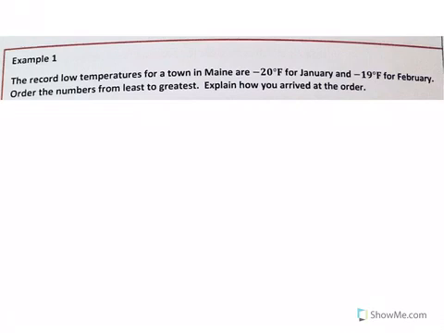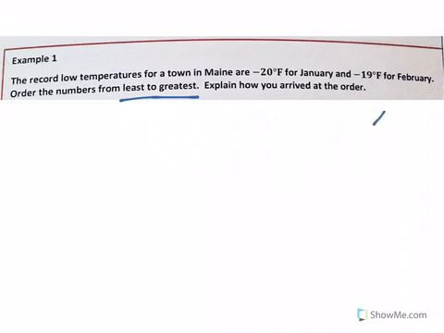Okay, let's go through some examples here. Example 1. The record low temperatures for a town in Maine are -20 degrees Fahrenheit for January and -19 Fahrenheit for February. Order the numbers from least to greatest. I'm going to highlight that because that's important. Explain how we got to that order.